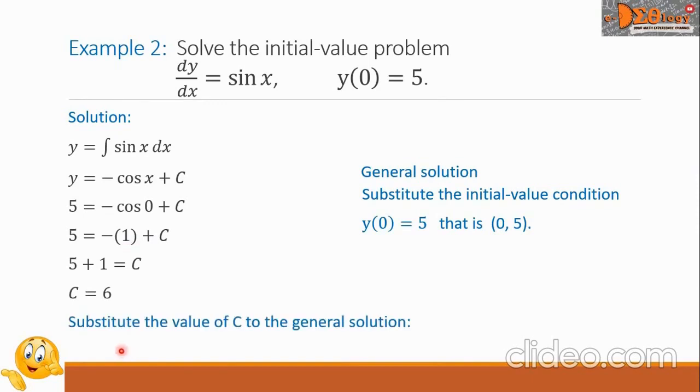Let us substitute the value of c to this general solution. So we have now y equals negative cosine x plus 6. This is now the final answer.